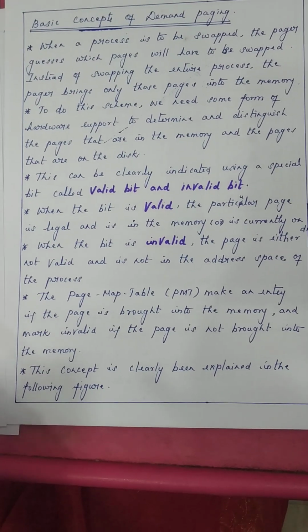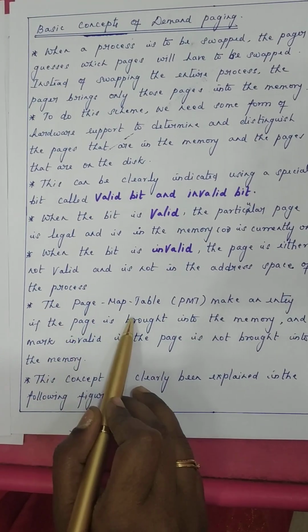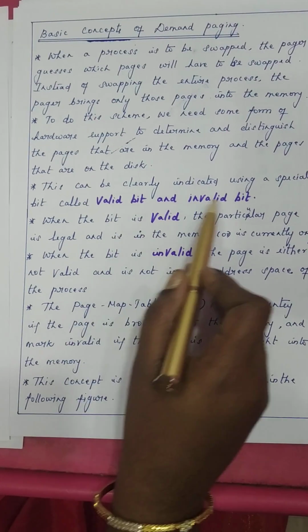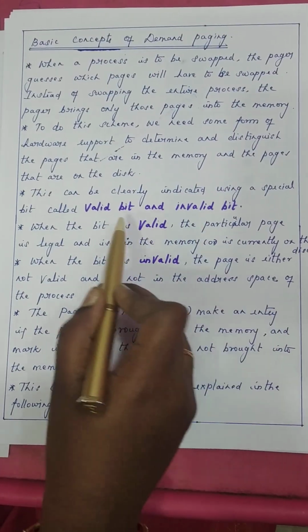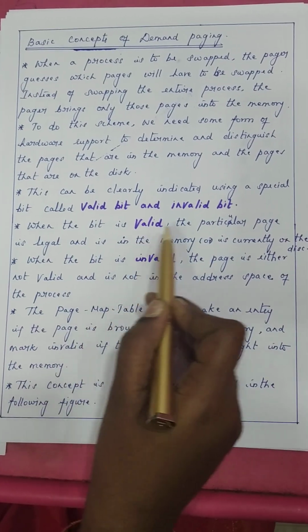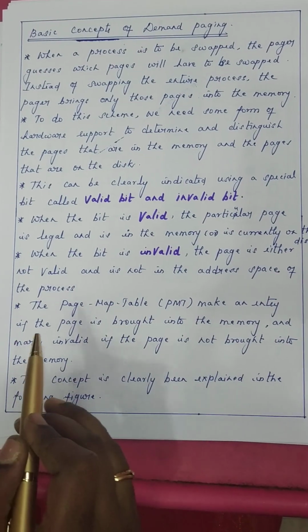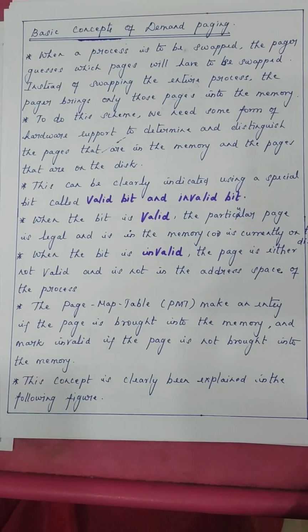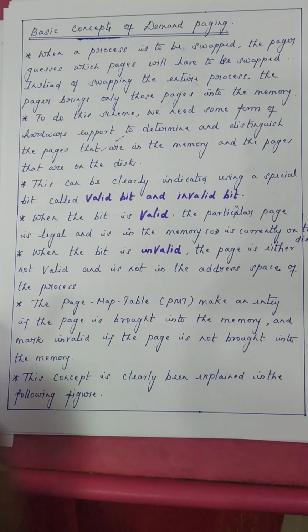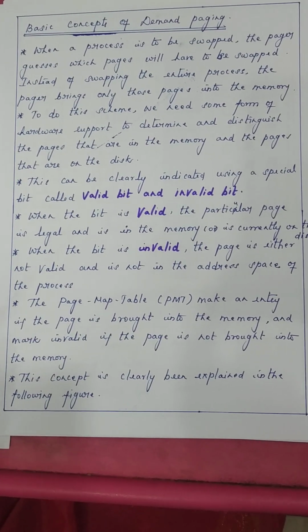Which particular pages still reside in the disk can be determined using the page map table, depicted using two different bits, a valid bit and an invalid bit. The valid bit means the particular page is legal and it is either in the primary physical memory or in the disk.